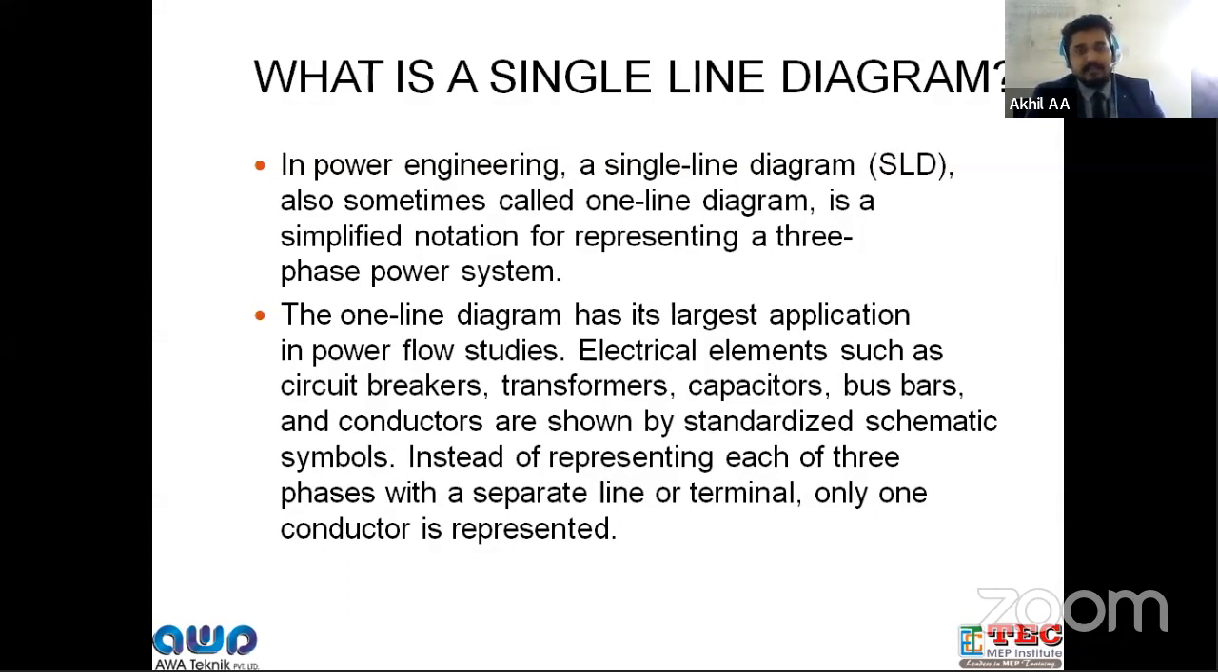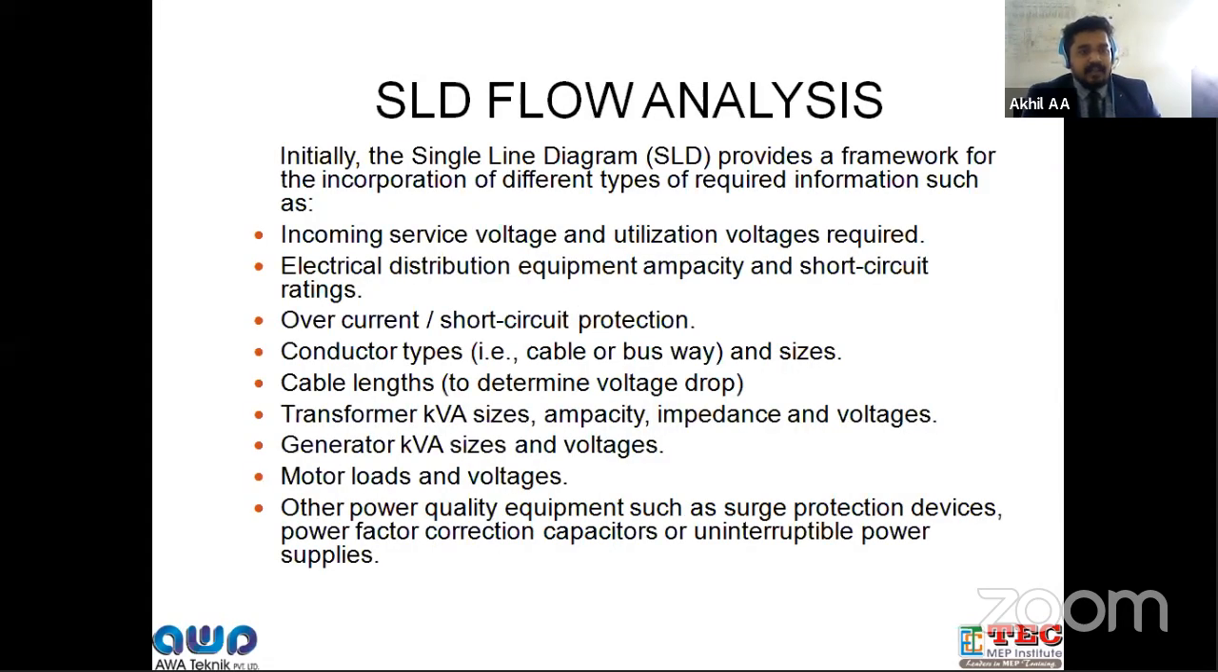So single line diagram means representing a complete electrical system in one line. It will include the transformers, generators, circuit breakers, bus bars, whatever things we are handling. Like when we have a building, we'll be having an electrical room. In this electrical room, we will be having a main panel and sub panels. So all these are represented in the single line diagram. Okay, and SLD flow analysis.